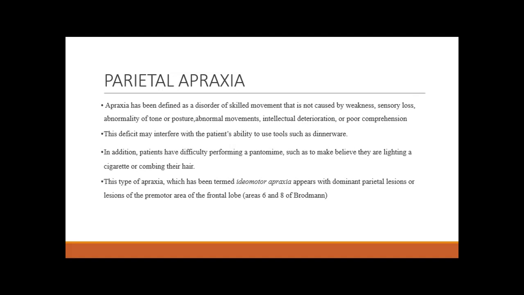In addition, patients also have difficulty in performing a pantomime, such as making believe that they are lighting a cigarette or combing their hair. This type of apraxia, which has been termed ideomotor apraxia, will appear with dominant parietal lesions or lesions of the premotor area of the frontal lobe, that is, areas 6 and 8 of Brodmann.